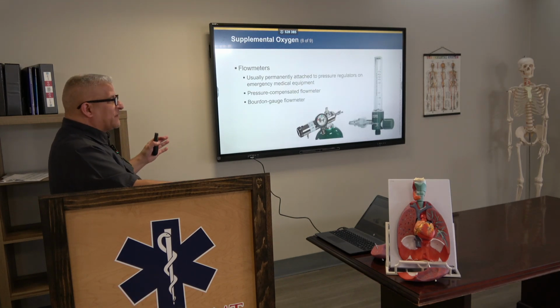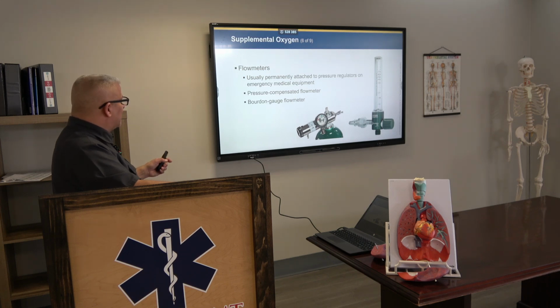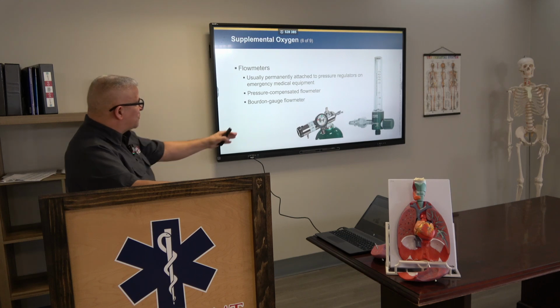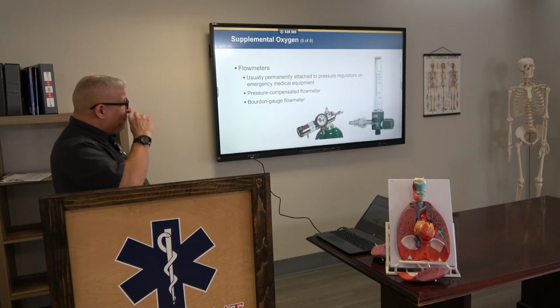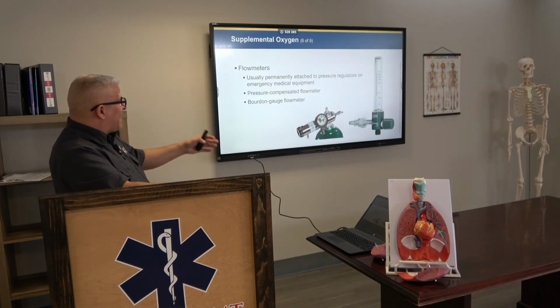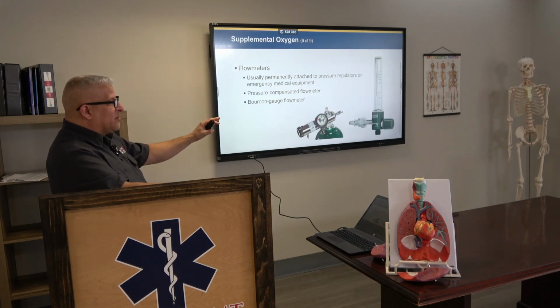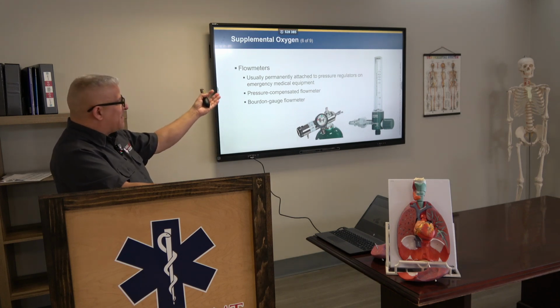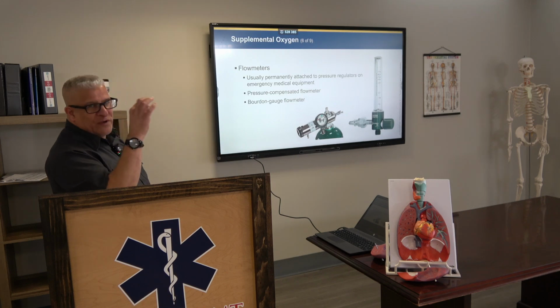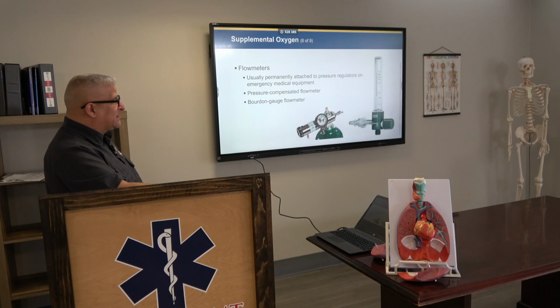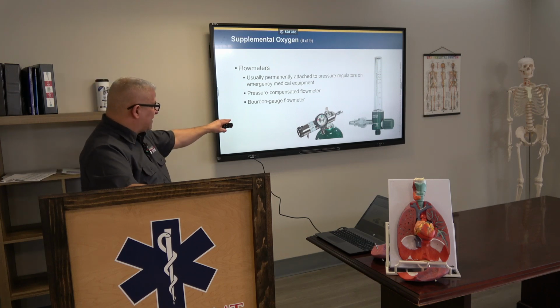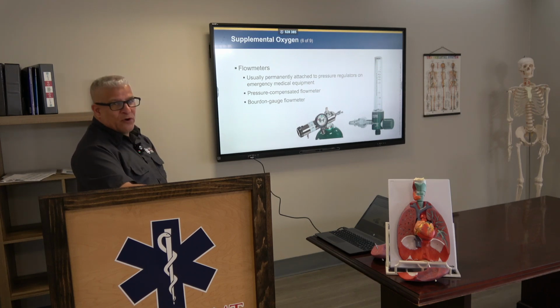Here are your two different types of flow meters. We have the pressure compensated flow meter, which is the one on the left of the screen. You see it stands up, and that works off of pressure. As we open the valve and oxygen comes in, it'll push a ball up in that plastic tube, and it'll give us a reading of how many liters per minute we're flowing through the device.